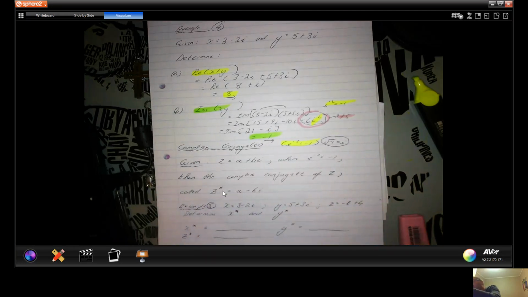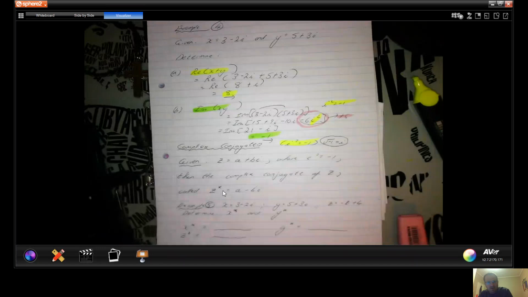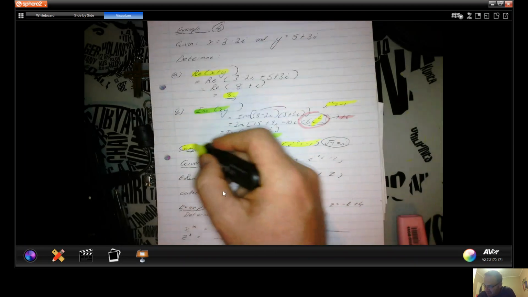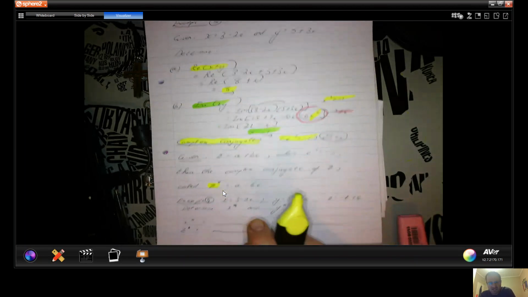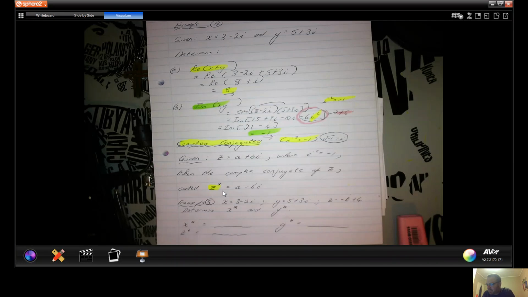Okay, it says, given z is equal to a plus bi, where i squared is equal to negative 1, then the complex conjugate of z, and the notation we use for that is z star. So z star is the notation we use for the complex conjugate. Conjugate means opposite. Go look up what conjugal rights in prison means.